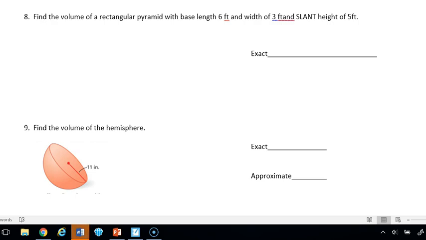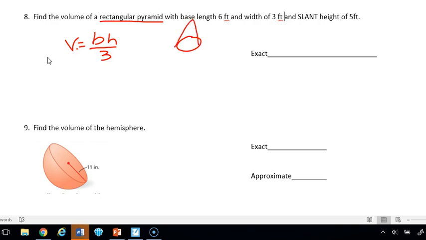So number 8 says find the volume of a rectangular pyramid with a base of 6 feet and a width of 3 feet and a slant height of 5 feet. One of the first things I want to tell y'all is this is a flawed problem. So my students, I went ahead and accepted it. If you did that, the volume of the pyramid is base times height divided by 3. And the reason I say it's flawed is because we can only have a slant height either in a cone where it's a right cone, right angle there, or when it's a square pyramid.